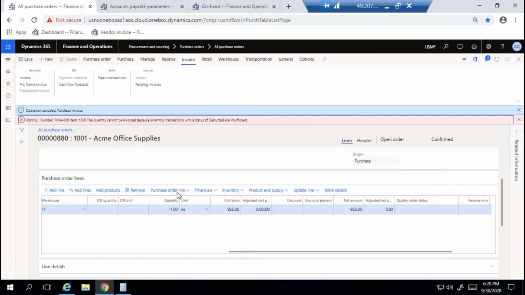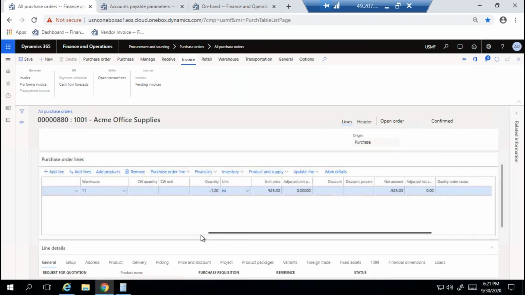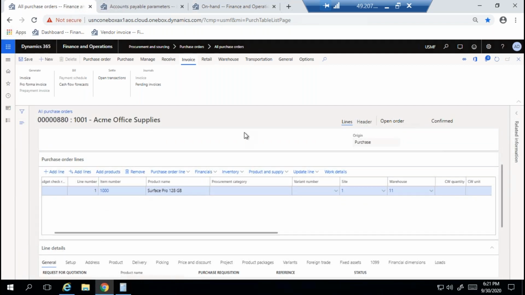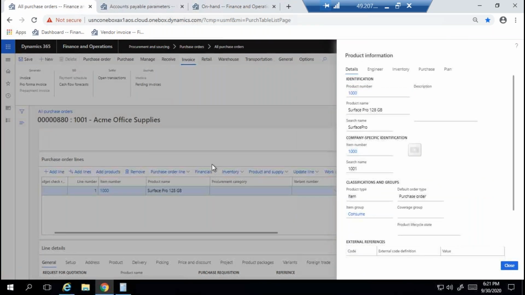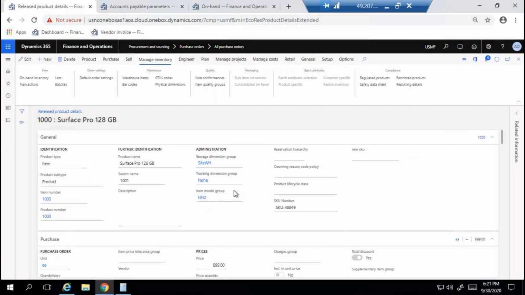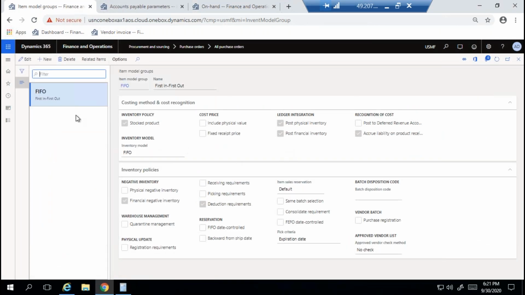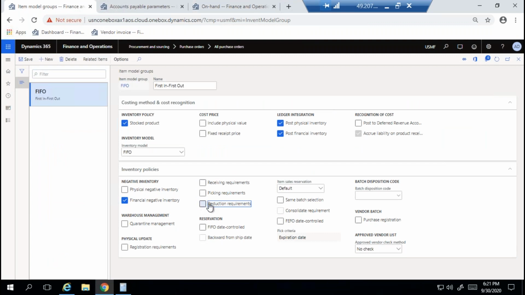One minute. Okay, so there is a checkbox. Give me 1 second. I think we have enabled one checkbox. In item model group, checkboxes may be enabled. So this is, I made it mandatory. That is the reason it is throwing an error message. Deduction requirements.